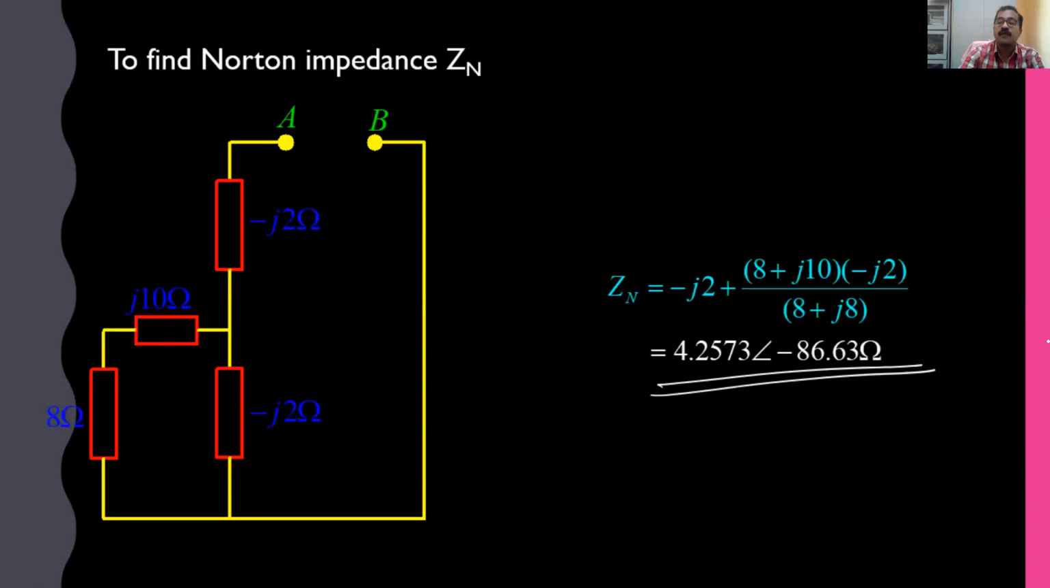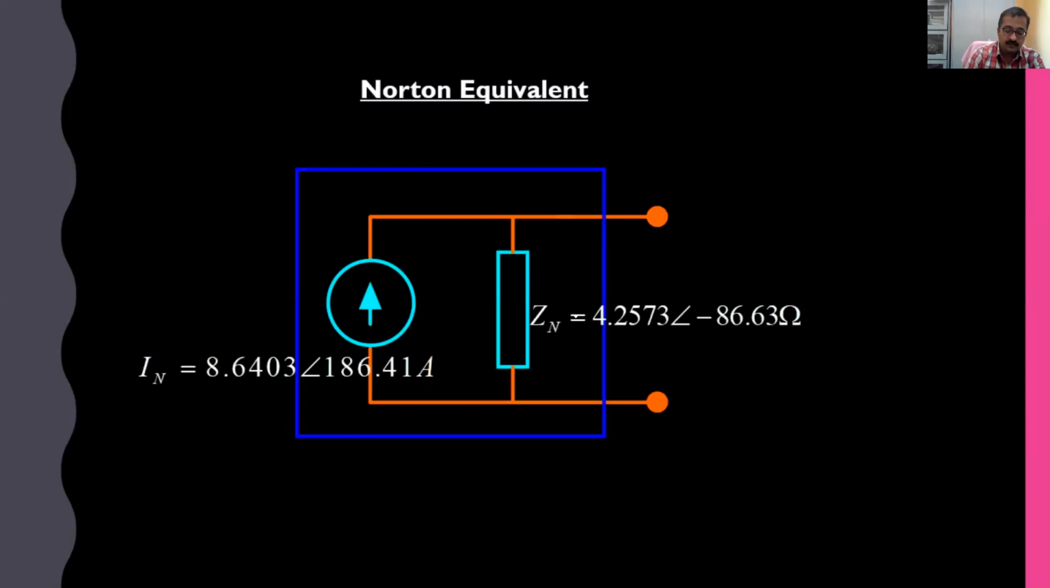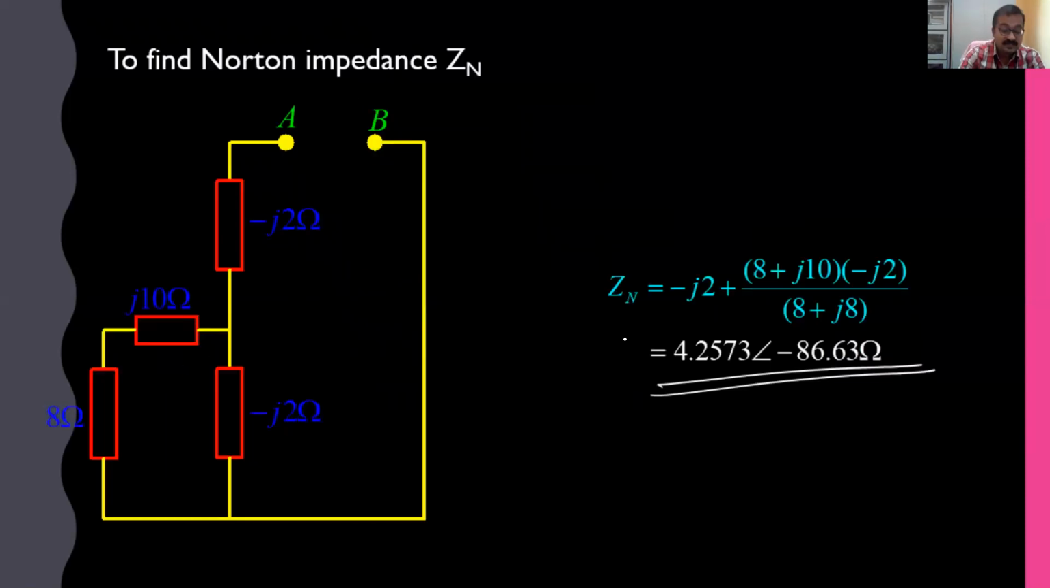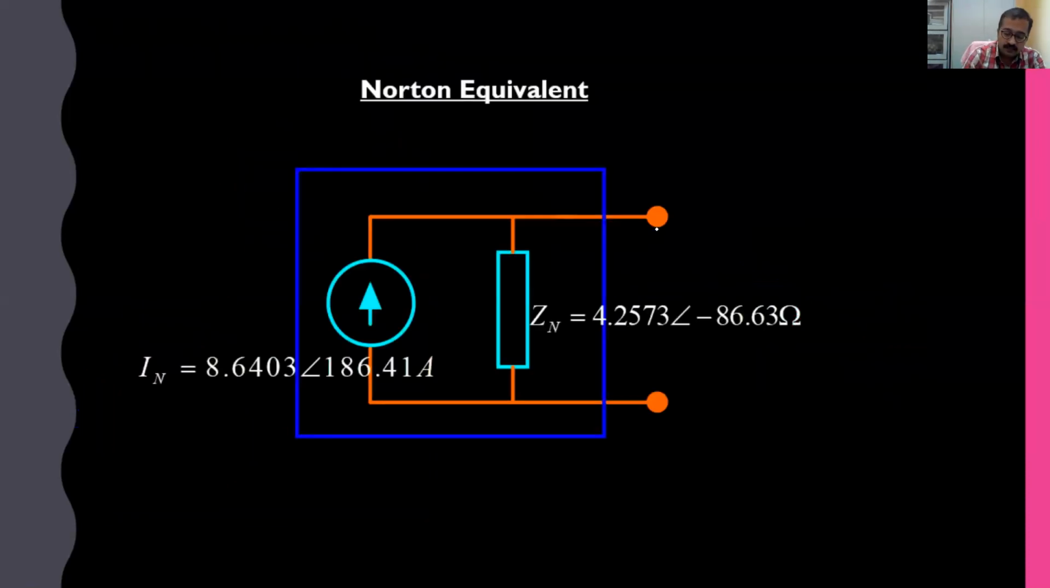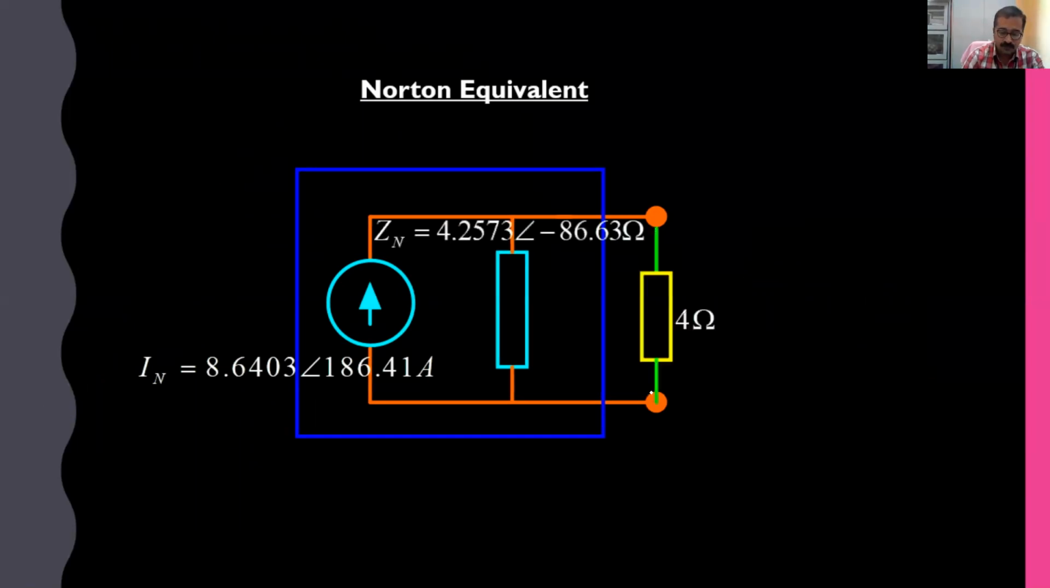So it is easy. Now we have determined the Norton current IN, and we have determined the Z Norton. What is the question? The question was to find the current through the 4 ohm that was originally at points A and B. So what we have to do is connect the 4 ohm across the Norton terminals. Okay, so 4 ohm is here.